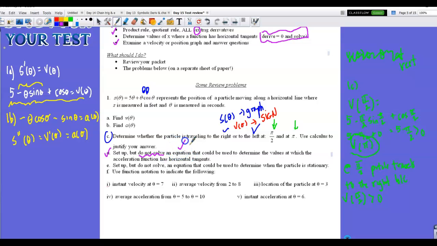Set up an equation that we could use to determine the values at which the acceleration function has horizontal tangents. Read this very carefully. I want to know, when does acceleration have horizontal tangents? I'm going to erase my work on the right hand side, and we're going to have a conversation about what we have to think about to figure out when the acceleration function has horizontal tangents.